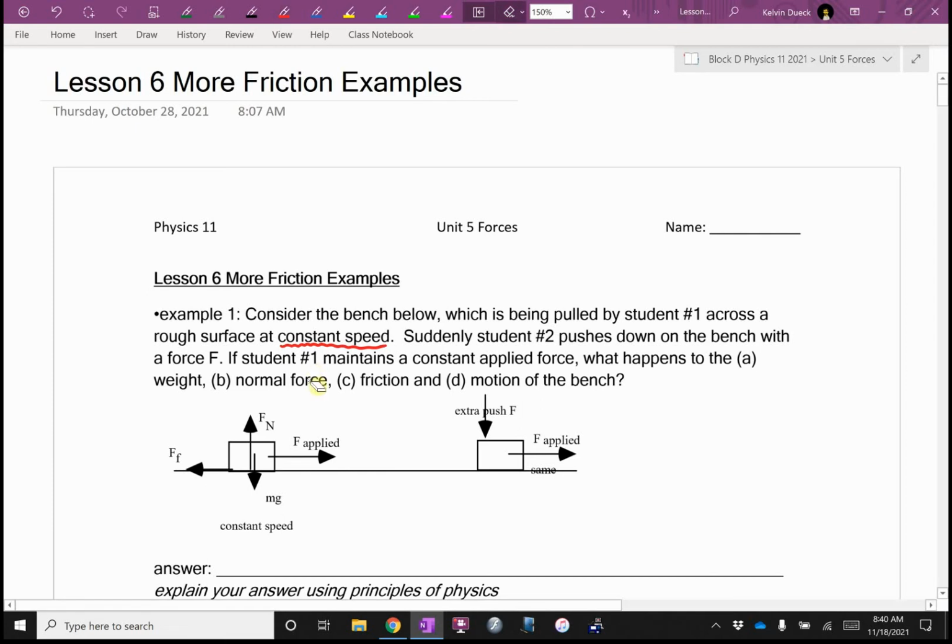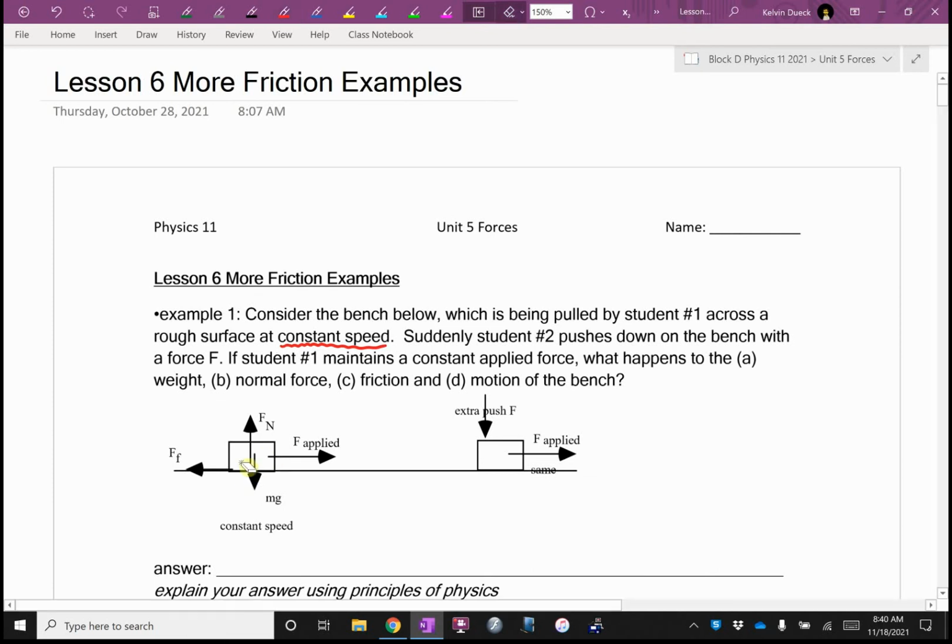If Ange maintains the same force as before, what happens to A, the weight of the bench, B, the normal force of the bench, C, friction, and then D, the motion? Let's see if we can answer that. Now, I'm hoping you can imagine what happens. What I'm really saying is, can we explain the physics behind why everything happens? What might this be a good job for?